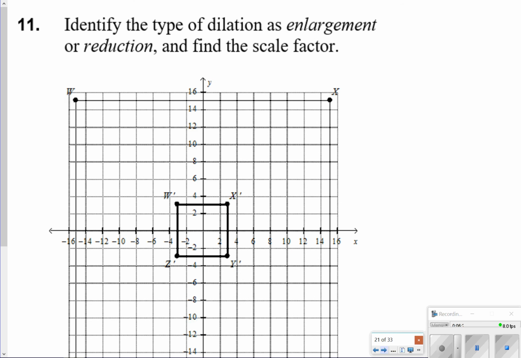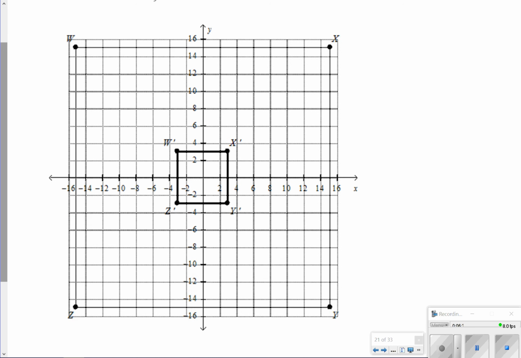On our next page, we have number 11, and we need to identify the type of dilation as an enlargement or reduction, and then find the scale factor. Notice that the original point W is here, and the new point W is here. So it definitely reduced. That's a reduction.